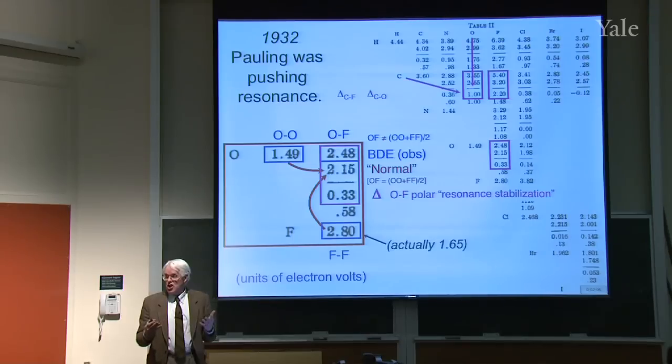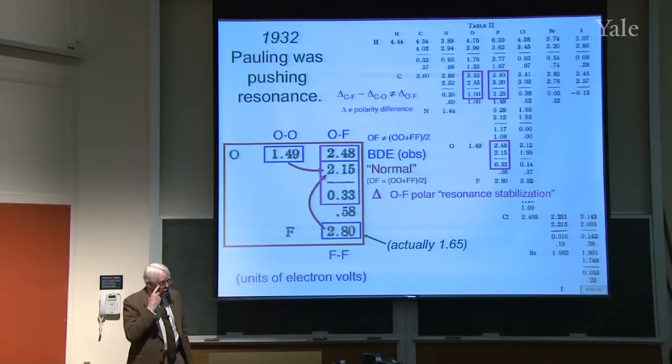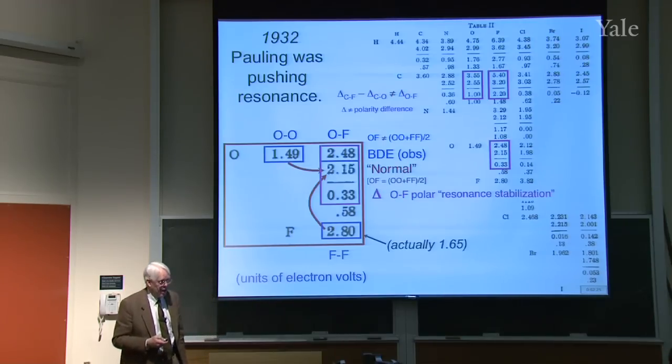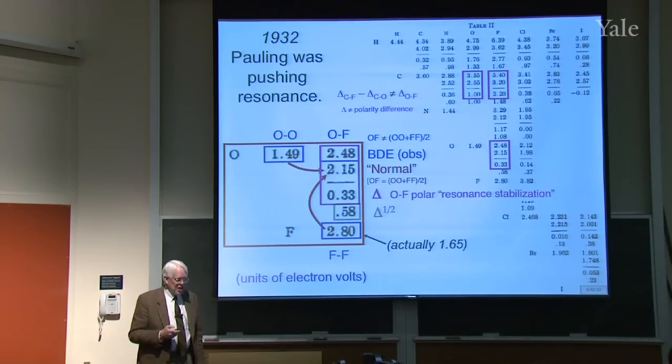Is there some relationship among these that we could have, knowing two of them, predicted the third? Well, not really, because the difference between C and F minus the difference between C and O is not the difference between O and F. It doesn't work. You can't add up the polarity differences that way. But then he tried something else.